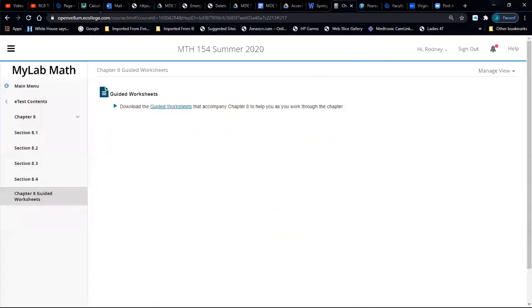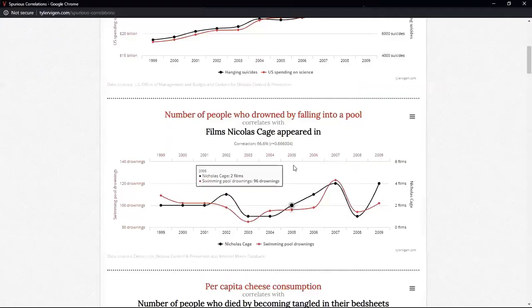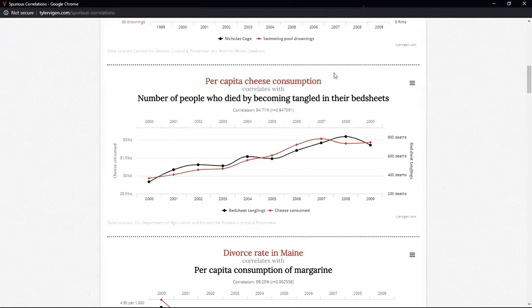And again, nope, that doesn't work. I'd have to hit back. The link that I clicked actually said spurious in the title. Per capita cheese consumption versus number of people who died by becoming tangled in their bed sheets.